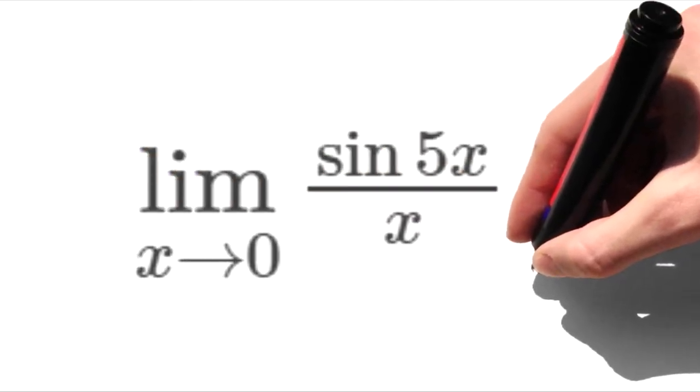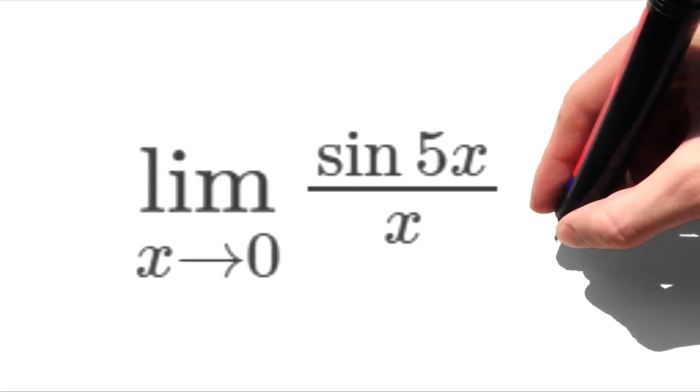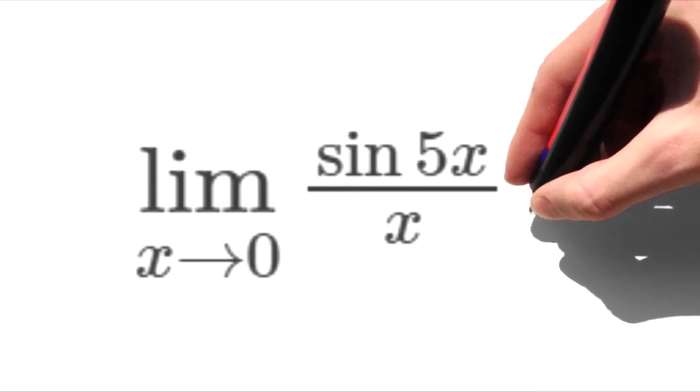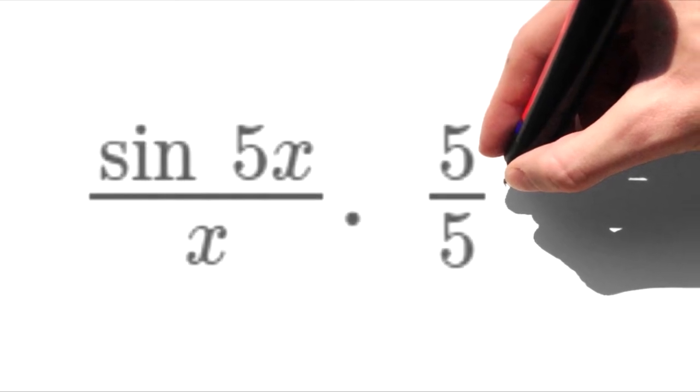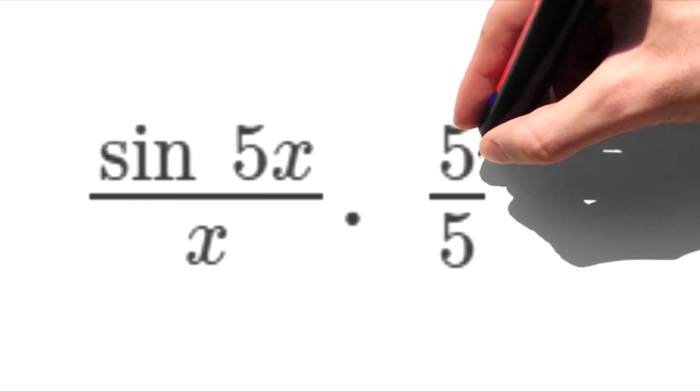First example is to find the limit of sin of 5x over x as x approaches 0. In order to match the theorem that the limit of sin of x over x is 1, which was proven earlier by my partner Stephen, the first thing we have to do is to multiply the numerator and the denominator by 5.